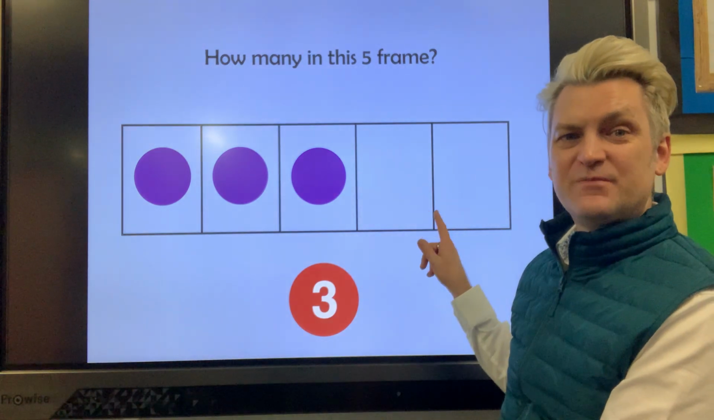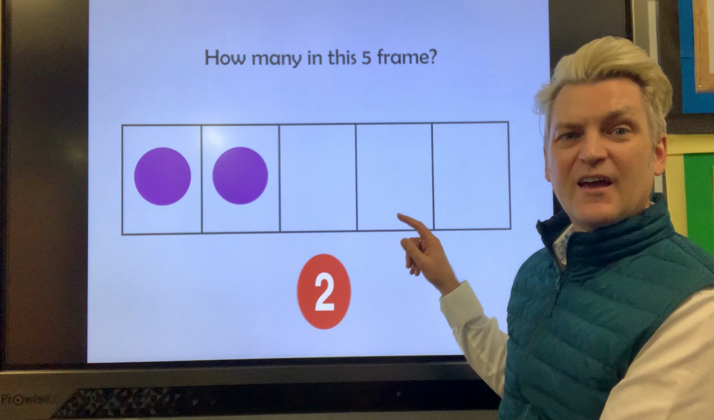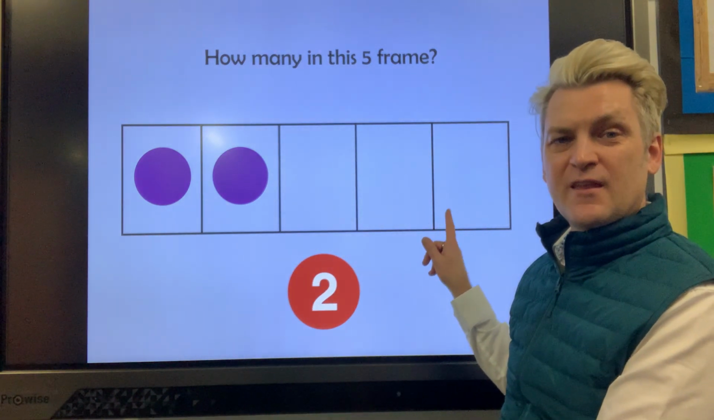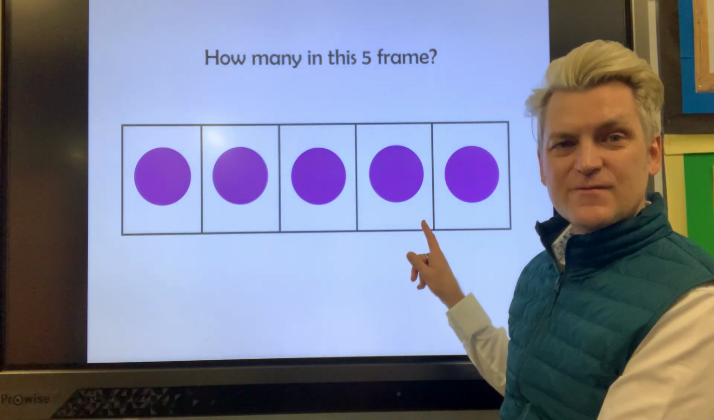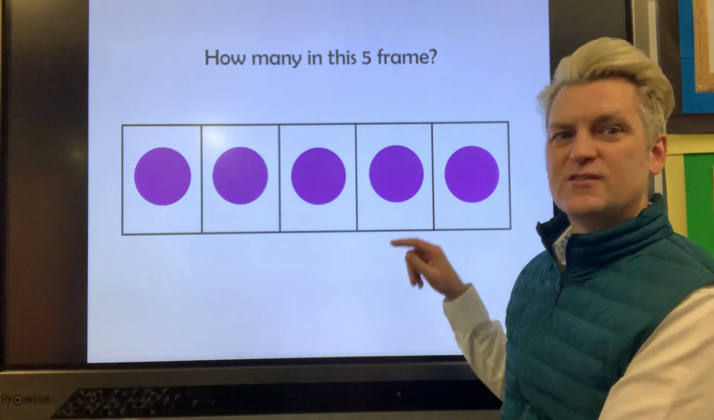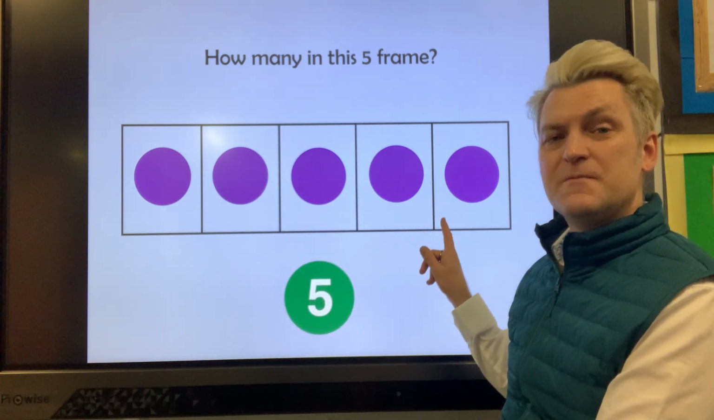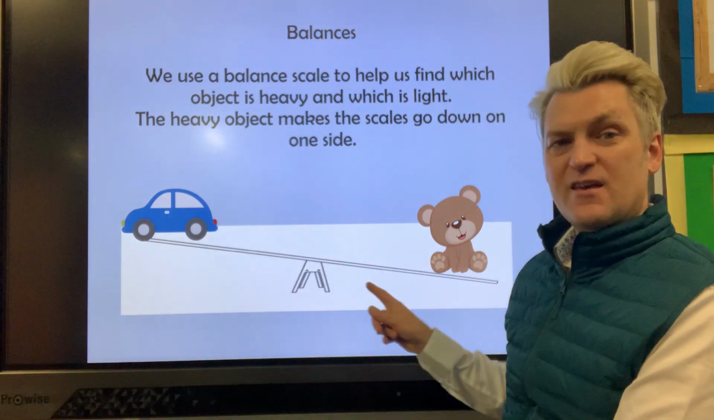It's 3. Try this one. It's 2 on this one, isn't it? Try that, the next one. How many is that? It's 5, because every square in there is full, isn't it?